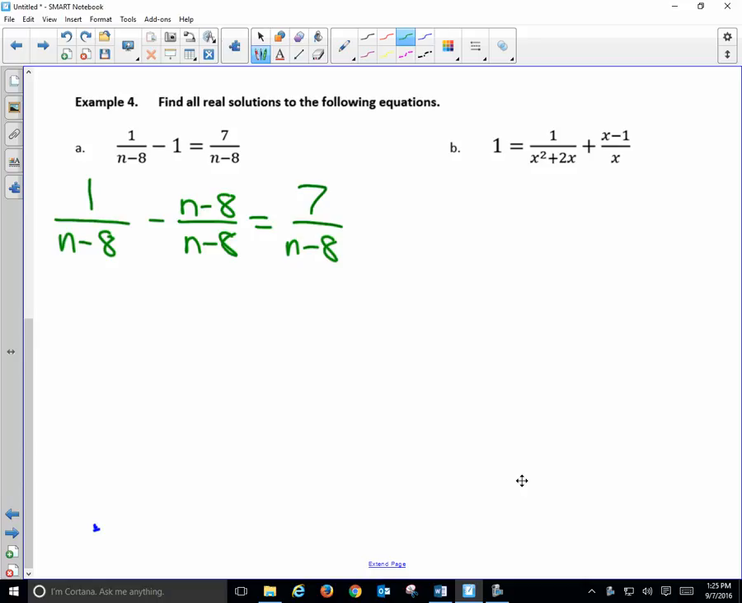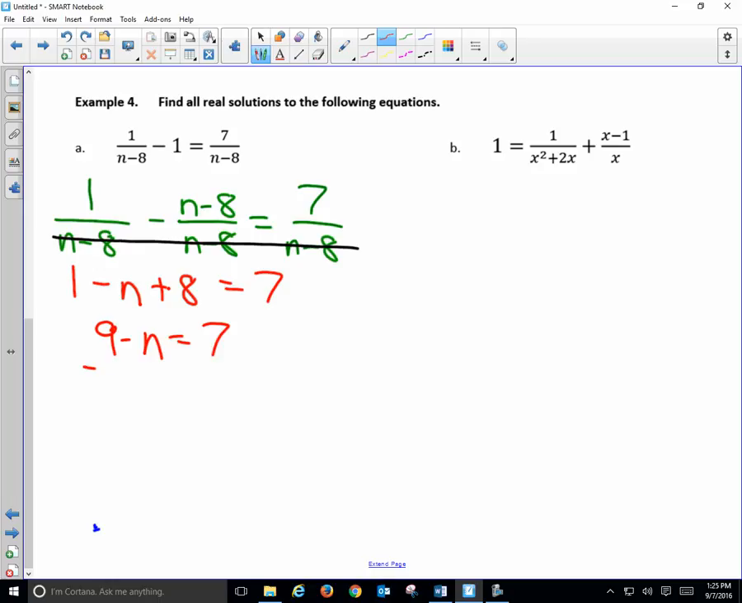So I can literally disregard the denominators and start to look at this equation. 1 minus n plus 8, remember to distribute the negative sign, equals 7. Now what? Just solve. Negative n equals negative 2. N is dos. Spanish for 2.